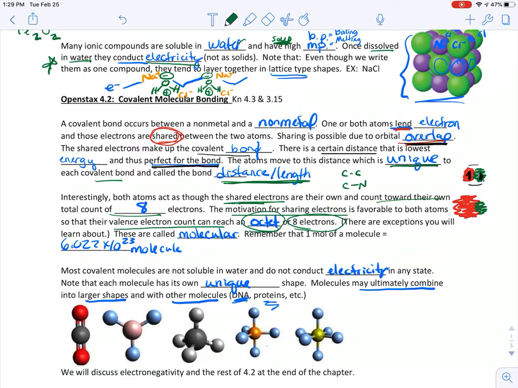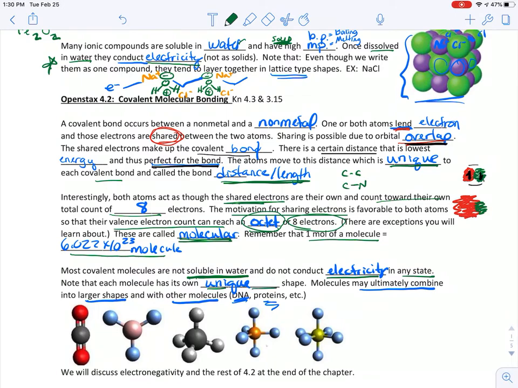Earlier, the ionics were called ionic compounds. These are called molecular or covalent bonds. Remember that 1 mole of a molecule is this many molecules. Also notice that most covalent molecules are not soluble in water. Think of butter and oil and stuff like that. Some are, but most are not, and they do not conduct electricity in any state.